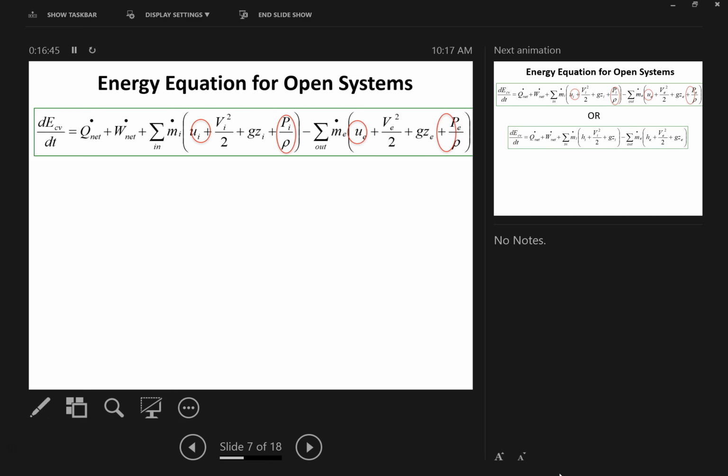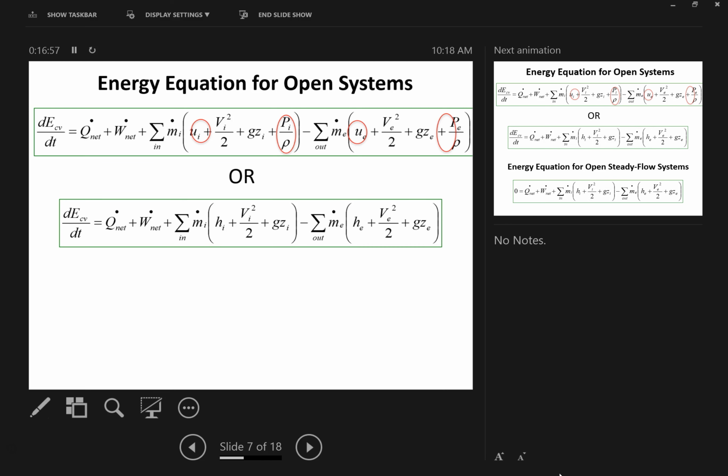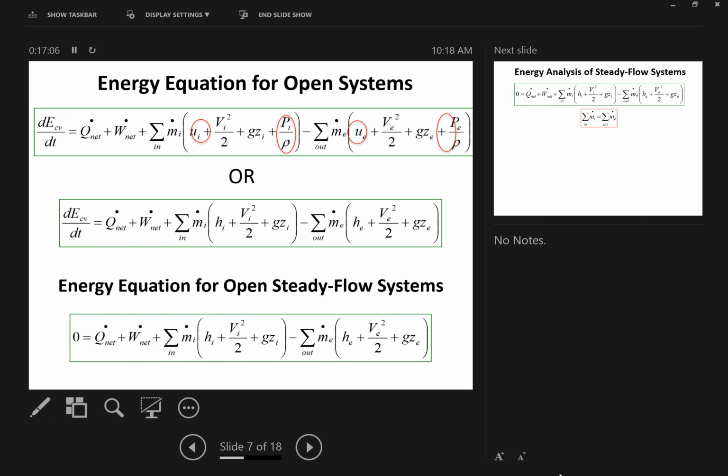If I look at the circle ones, what's U plus P over rho equal to? H. So we make it in terms of H. See how enthalpy now becomes important? Okay. So this is the one I want you to write. You're going to assume in your assumption steady state all the time. And you're going to write that equation down every single time. Okay? To get in the habit of writing it. So you have Q, you have W, you have your energies in minus your energies out for your fluid. You see how it's in minus out?